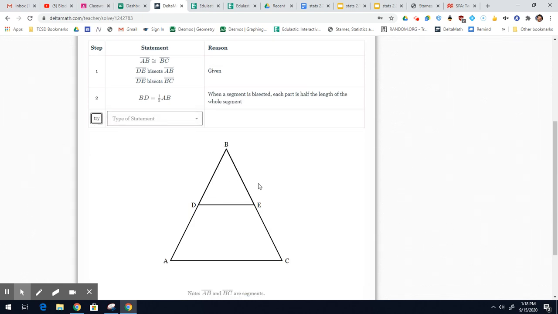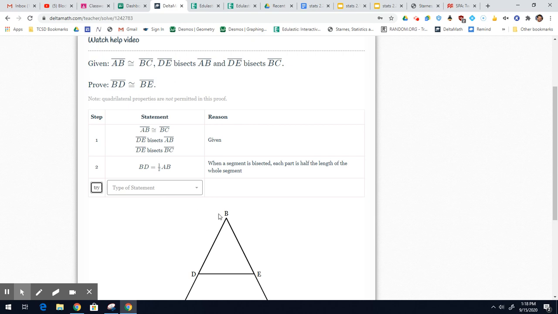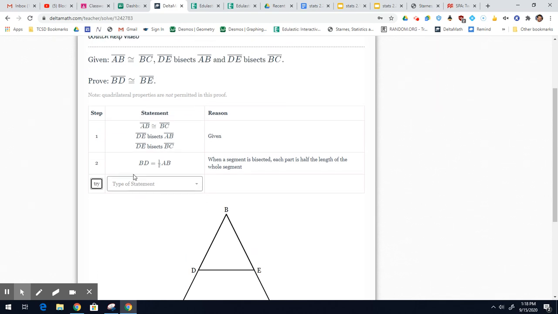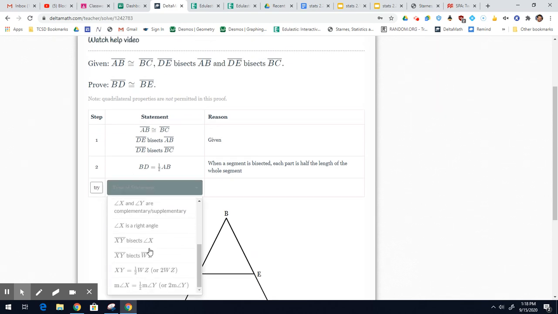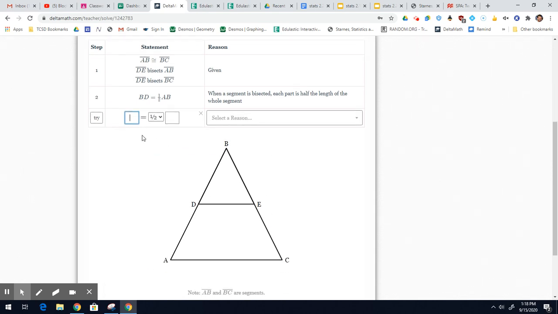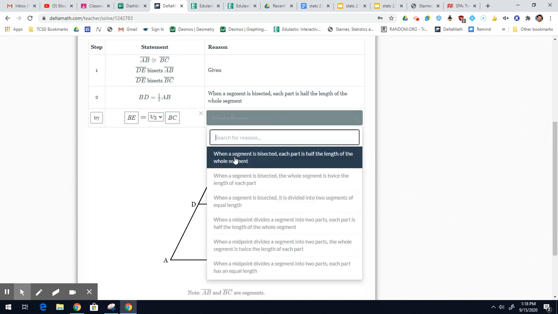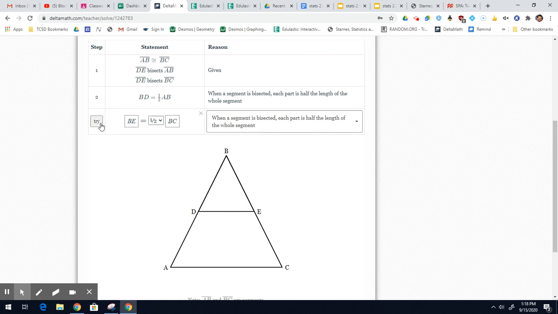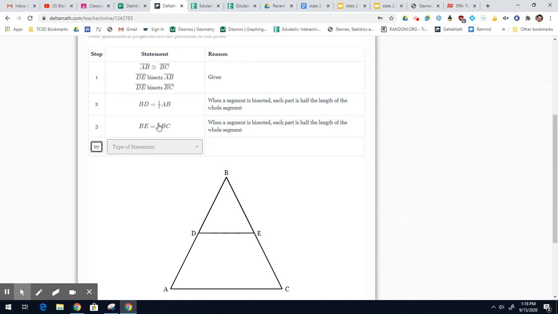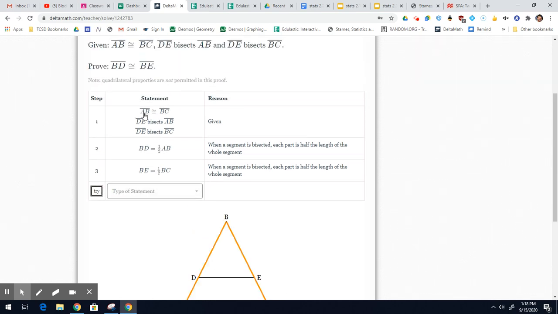Okay. I'll do the same thing with the other side in BE. And again, it's only because I want to prove that BE is congruent to BD. So BE is also half of BC. Same reason, whole segment cuts it in half. So now, if we look up here, segment AB and segment BC are congruent. Well, BD and BE each equal half of those congruent segments. So therefore, BD and BE should be congruent to each other.